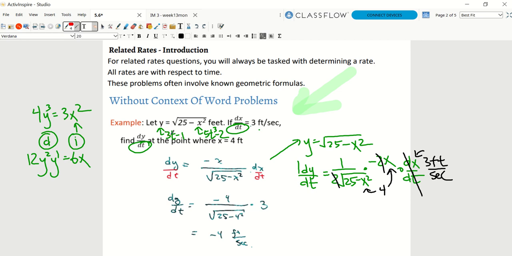You can think of y as a function of t. This is a function I completely made up. Same thing with x. x is a function of t. Here's a function that I completely made up.